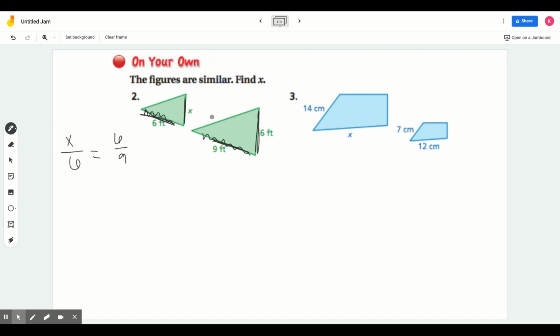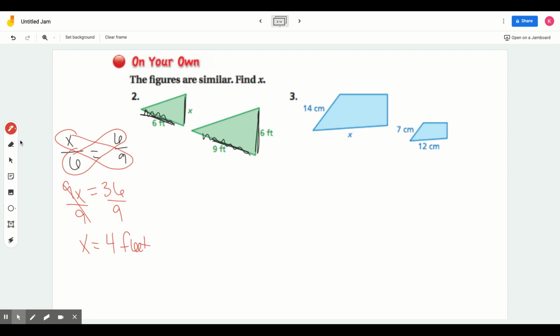See here, I have this piece on the right on the top, and I have this piece on the bottom here on the bottom. Now I can use the cross products, or butterfly method, to solve. 9 times x is 9x, and 6 times 6 is 36. Now we can use our rules for solving equations to solve for the missing variable. 9x divided by 9 and 36 divided by 9, we should know that x equals 4 feet. So the missing side length here is 4 feet.